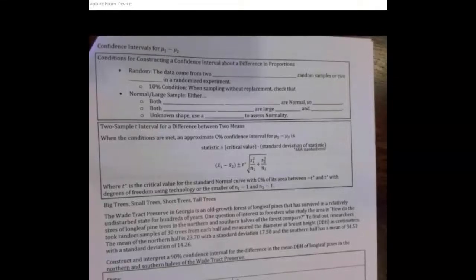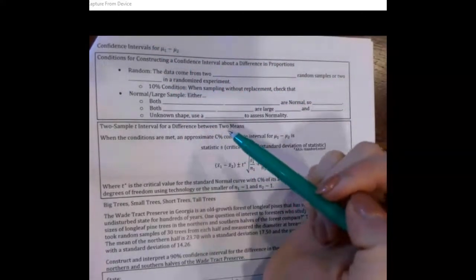Alright everyone, we are back and we're now doing confidence intervals for mu sub 1 minus mu sub 2. So we're looking at the difference in means of two different populations. This should have means here. Sorry, I did not catch that typo for y'all.